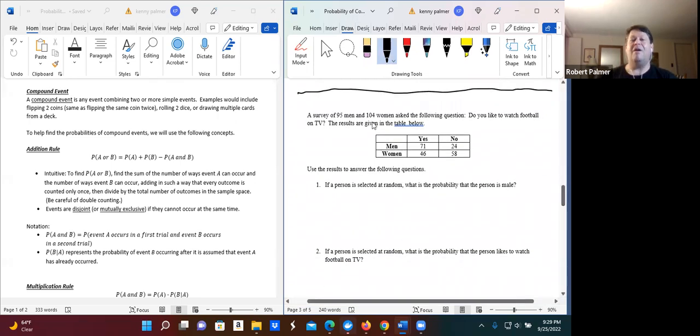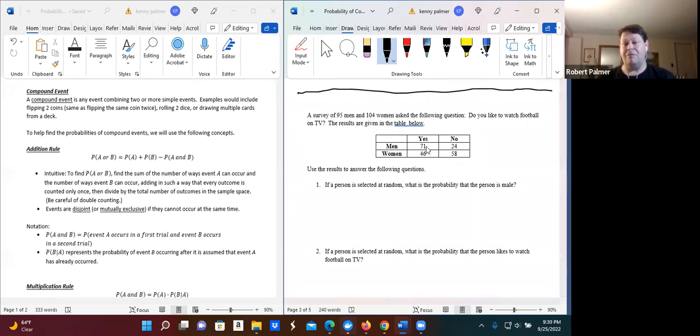We have a survey of 95 men and 104 women asked the following question: Do you like to watch football on TV? The results are given in this table below. Keep in mind, we said we had 95 men, so make sure that adds up. 71 plus 24 is 95. 104 women, if you checked, 46 plus 58 is 104.